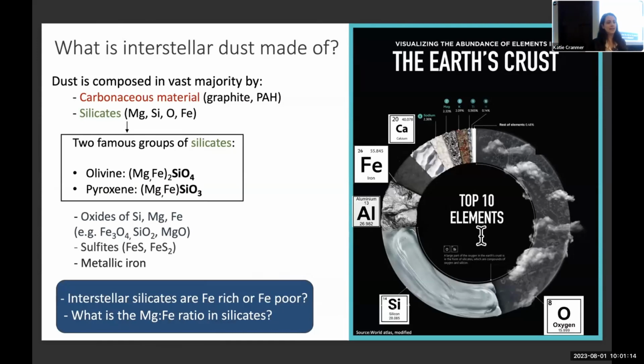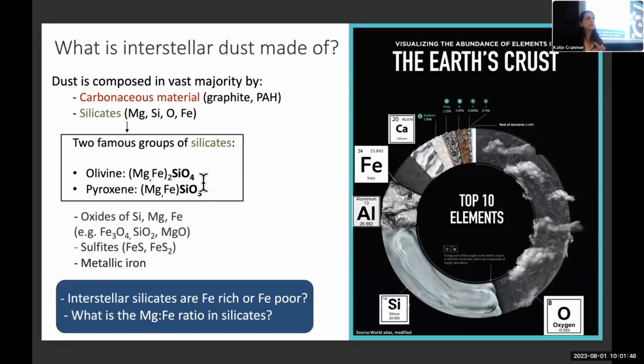So we know today that in vast majority it is composed of carbonaceous material, mainly in the form of graphites, or silicates. And silicates is a very important group of minerals that are made mainly of magnesium, silicon, oxygen, and iron, which are also the elements that you find in abundance in the crust of our planet, mainly silicon and oxygen. And there are 2 famous groups today, the olivines and pyroxenes. The main difference here, please note, is how many oxygen atoms those compounds have. So for olivines, we have 4, and for pyroxenes, 3.